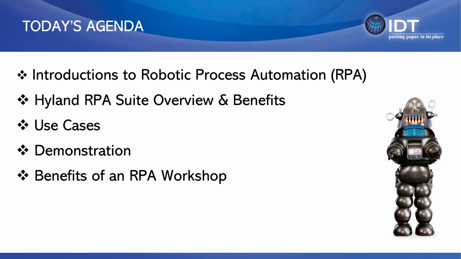So as far as today's agenda goes, like I said, we have a lot to talk about. I'm going to begin by briefly talking about what robotic process automation is from IDT's perspective and why this is such an exciting technology and something we want all of our customers to get to know and embrace. I'm then going to hand it over to Rich, and Rich is going to provide an overview of the Hyland RPA suite, talk about some of the benefits that it provides. Rich is then going to touch on some use cases, do a quick demonstration. He's going to hand it back over to me to talk about the benefits of doing an RPA workshop, which we are actually offering to our existing Hyland OnBase customers that we're very excited about.